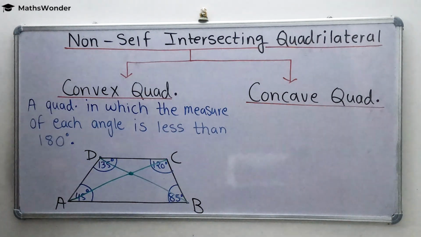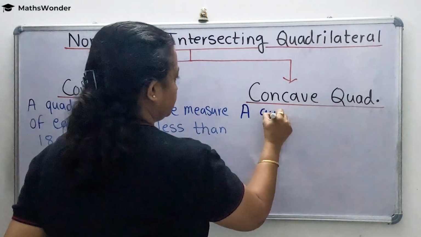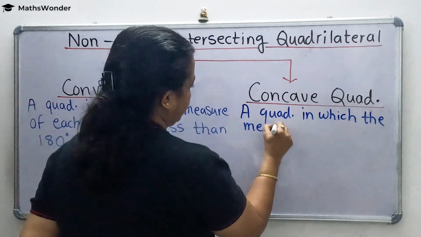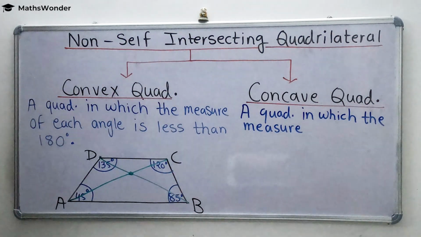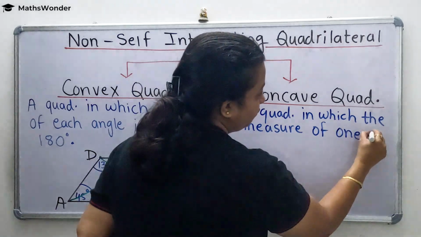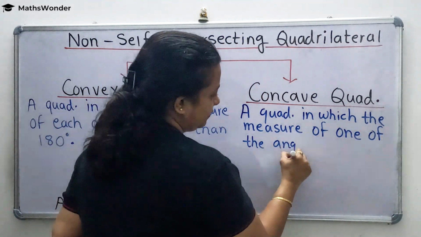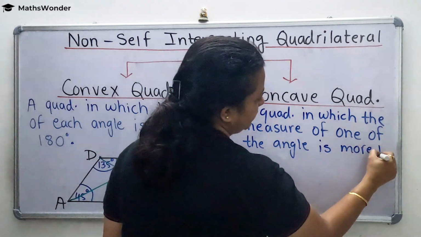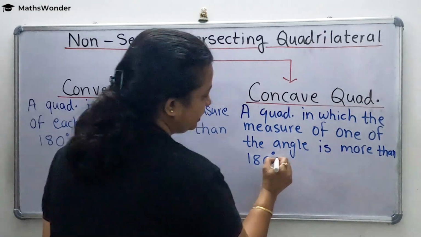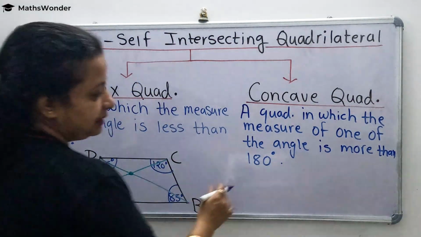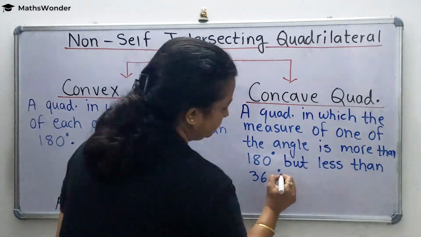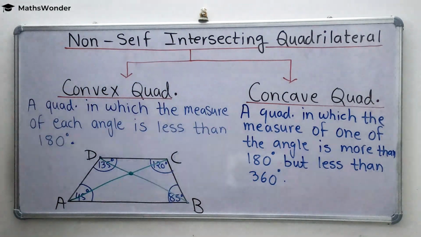Now next is concave quadrilateral. A quadrilateral in which the measure of one of the angles is more than 180 degree but less than 360 degree is called the concave quadrilateral.